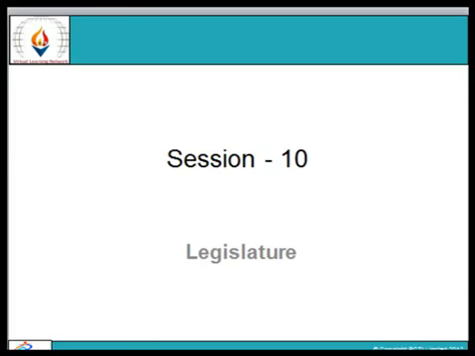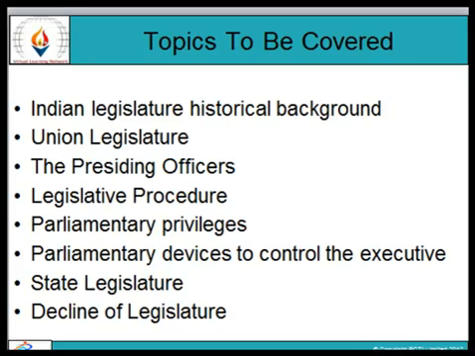This is session number 10, Legislature. Topics which we are going to cover in this session are Indian Legislature Historical Background, Union Legislature, the Presiding Officers, Legislative Procedures, Parliamentary Privileges, Parliamentary devices to control the executives, state legislature, and decline of legislature.